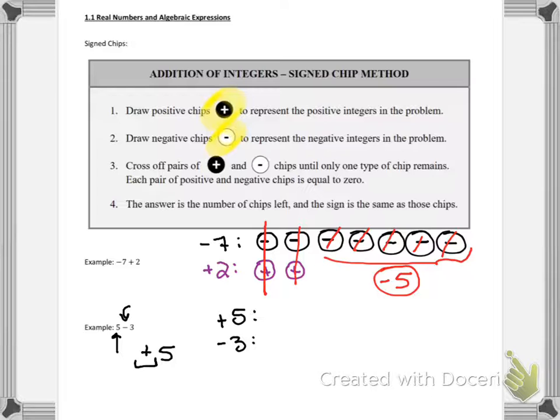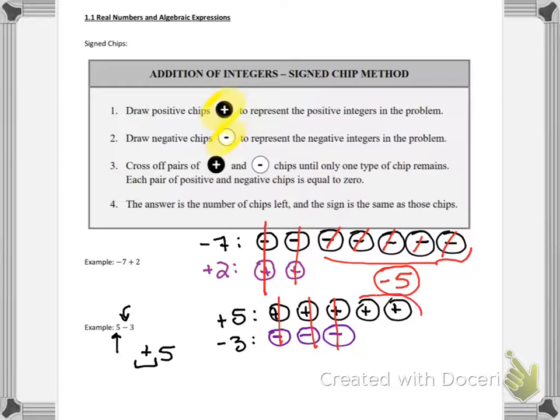Okay, so that means I'm going to have 1, 2, 3, 4, 5 positive little chips there, and what color did I use? Purple. Then I'll have 1, 2, 3 negative chips. Okay, and then we cancel out pairs of positive and negative chips, 1, 2, 3, and then we can see that there are 2 positive chips remaining, so my final answer is positive 2.